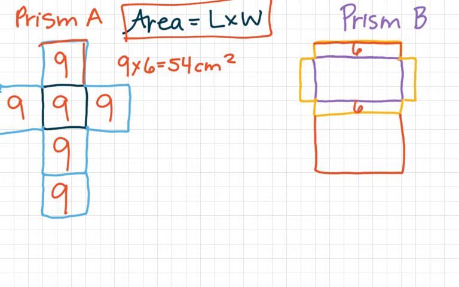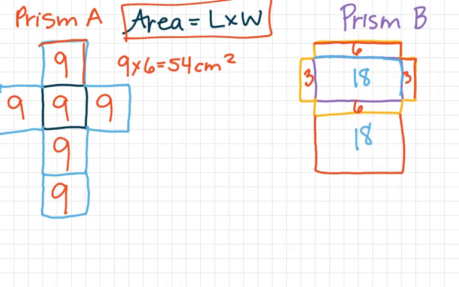So opposite sides would be exactly the same. The left side and the right side are 1 by 3, so the surface area would be 3. The bottom and the top are the same, so the length is 6. The width is 3. 6 times 3 is 18.